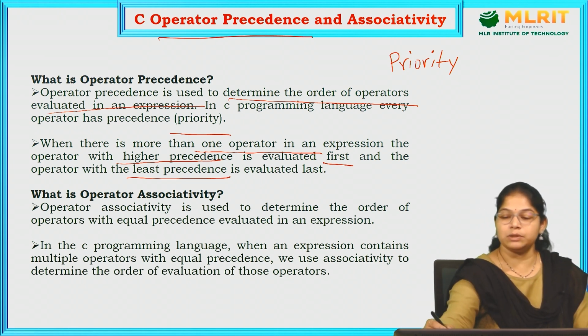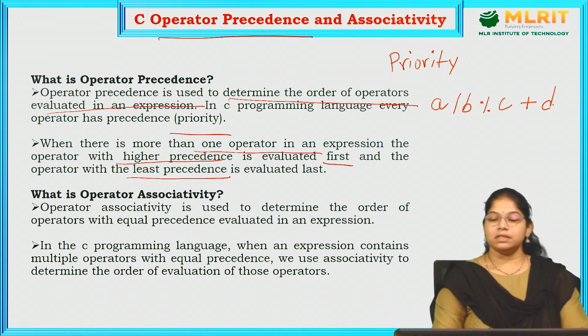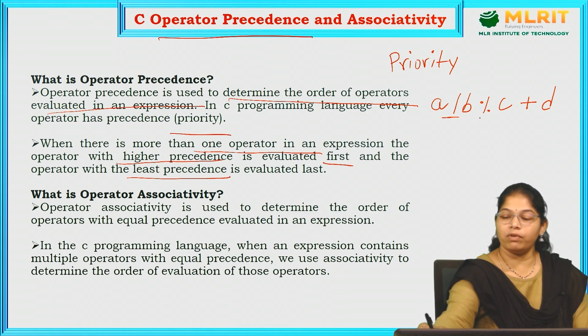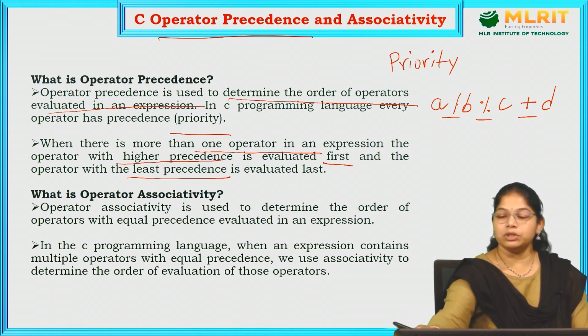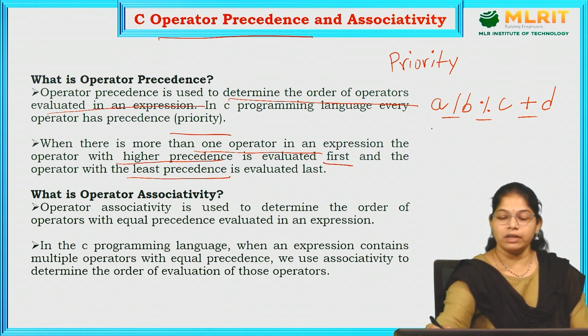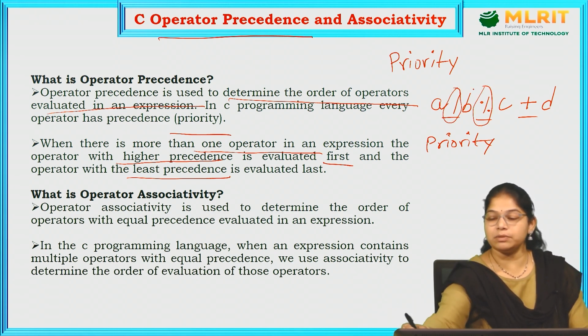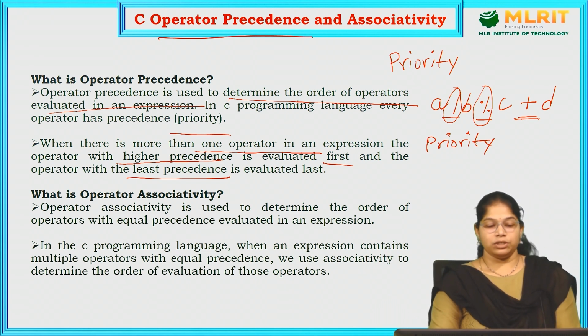Let us suppose in an expression we have A / B % C + D. This is an expression in which we have more than one operator: the division operator, the modulus operator and a plus operator. Out of these, which operator has to be evaluated first, which has the highest priority? Division and mod have the highest priority. The least priority goes to the addition operator.